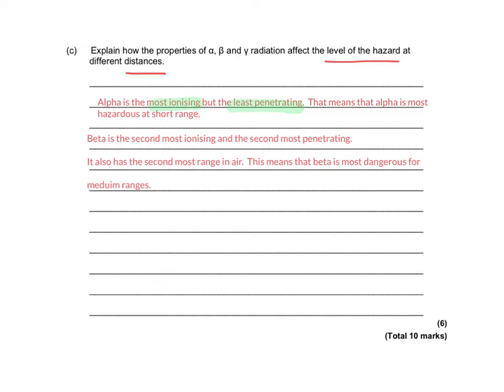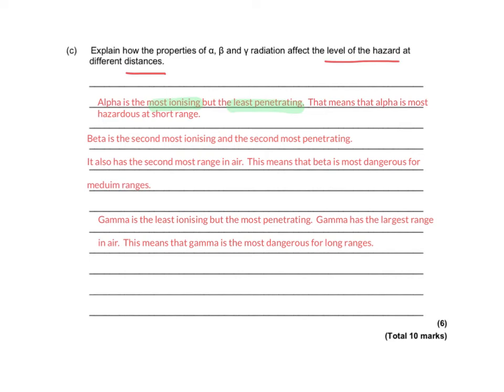So if you're at a point where beta can reach the person or individual or sample, then it's more likely to ionize it than gamma is, and therefore it becomes more dangerous. However, the further away you go, beta won't be able to penetrate that far or travel that far in air, therefore its danger will decrease.